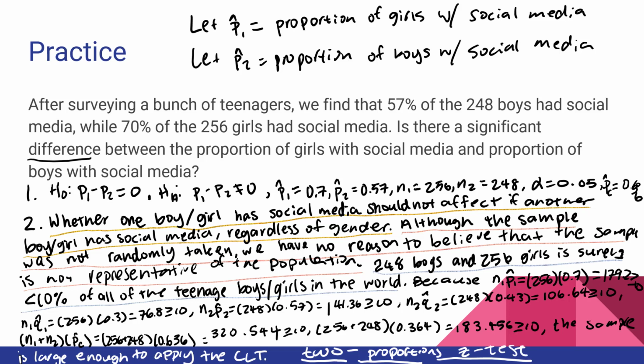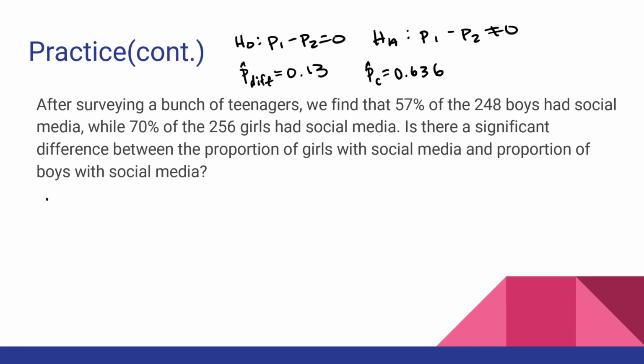So because the conditions are satisfied, we can proceed with a 2 proportion z-test. Now that we've satisfied our conditions, we can go ahead and get our standard error, and with that, get our z-score. So the first thing we need to do is get that standard error for p hat c.